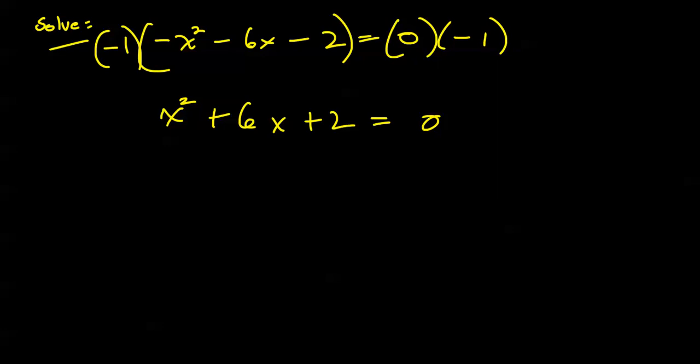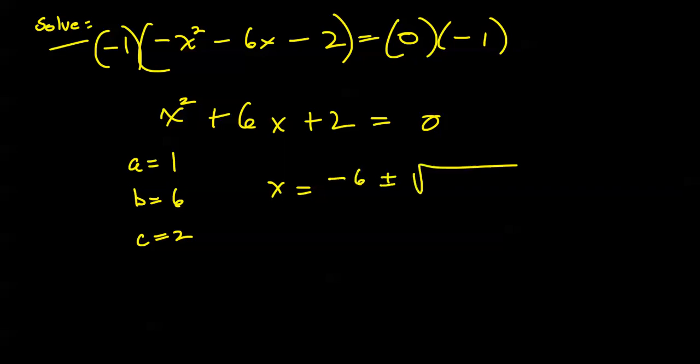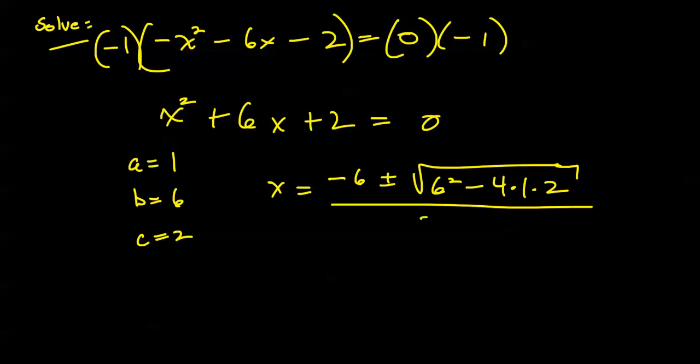x squared plus 6x plus 2 equals 0, right? Alright, I'm thinking maybe this factors, but I don't think so. No, it does not. So I'm going to say a equals 1, b equals 6, and c equals 2, and then apply the quadratic formula. x equals minus b plus or minus the square root of b squared minus 4 times a times c, all over 2 times a. And go ahead and simplify now, as much as I can.